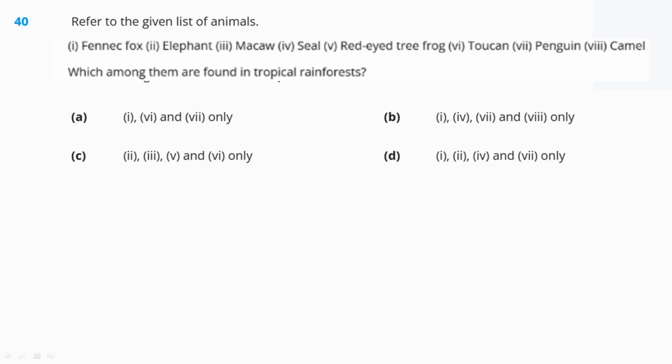Next, red-eyed frog, toucan, penguin, camel. Which of the following are found in the tropical rainforest? Okay, so which animals will we find in the tropical rainforest? We will find elephant, we will find macaw, we will find red-eyed frog, and we will find toucan. So which option do we have this in? We have it in option number C. 2, 3, 5, and 6.